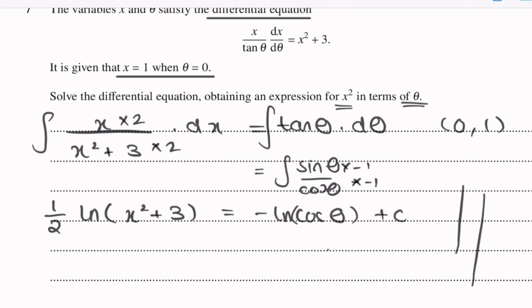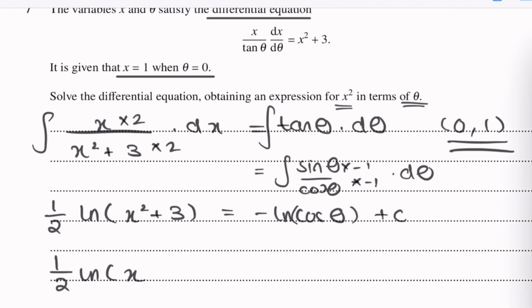Okay, now let me just remove this. Now I'm going to figure out what c equals. We're going to find it using this point, so you get 1/2 ln of x squared plus 3, with x being 1 this time, which must equal negative ln cosine of 0 plus c. Now cosine of 0 happens to be 1, and ln of 1 is equal to 0, so that cancels out. Now you're going to get only 1/2 ln of 4 equal to c.